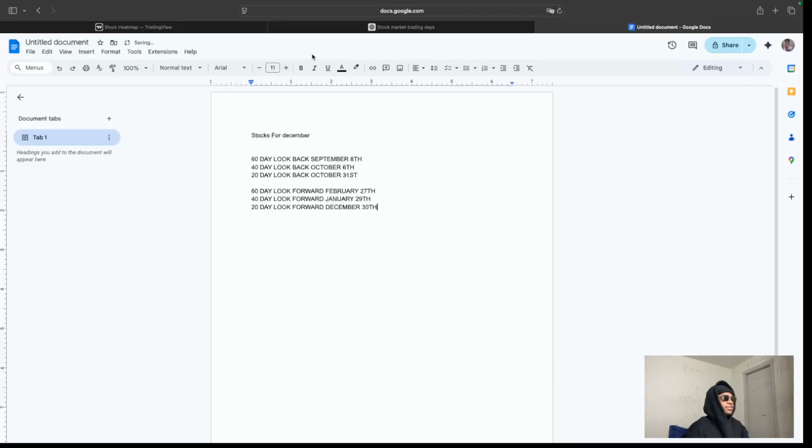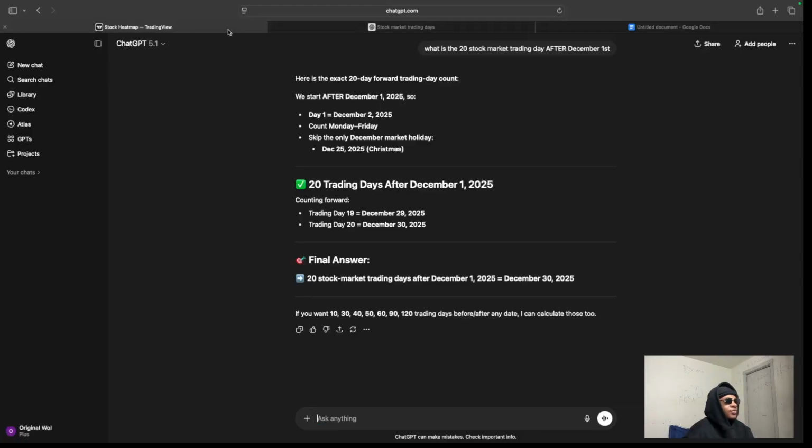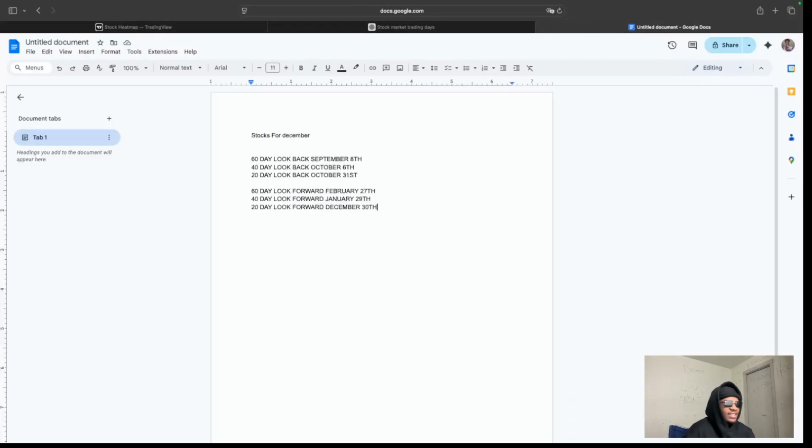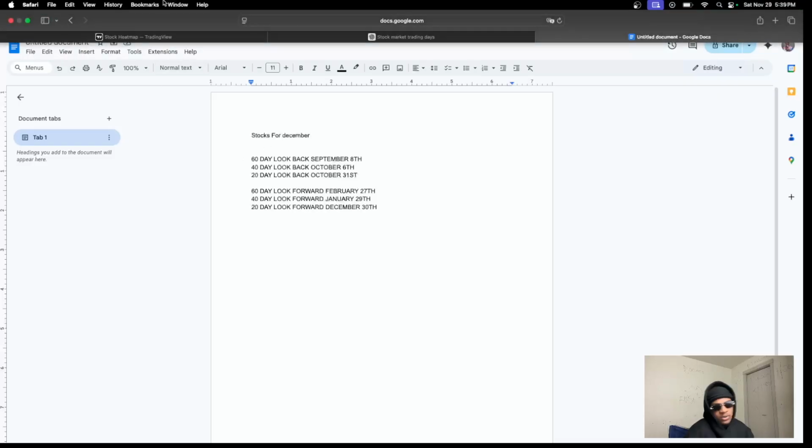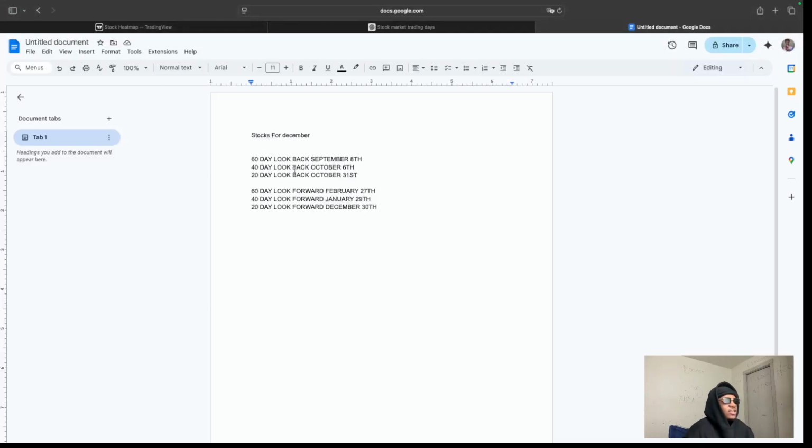All right. So with that being said and done, we got the 60-day look back, the 60, 40, 20-day look back, and then we got the same thing for the look forward. Like I mentioned, I am going to see the previous PD arrays from all of my stocks that I choose. We're going to get into what stocks that I choose, but first, time, then price.